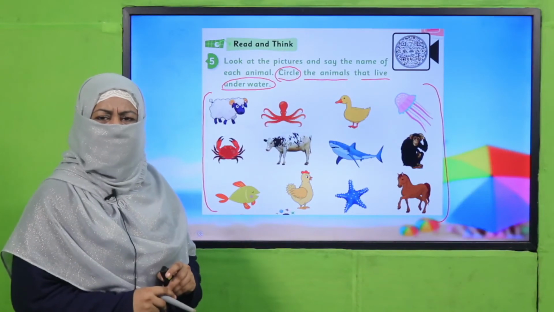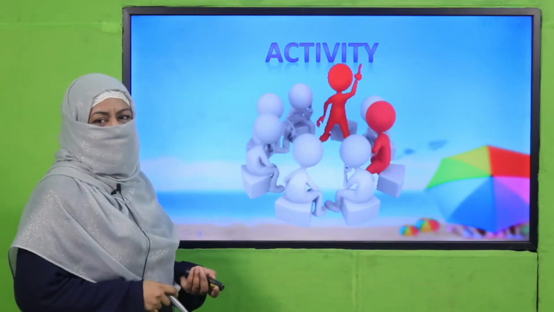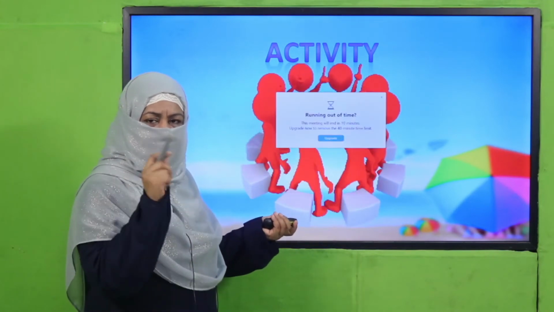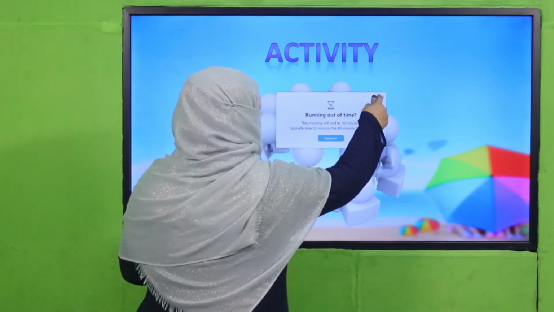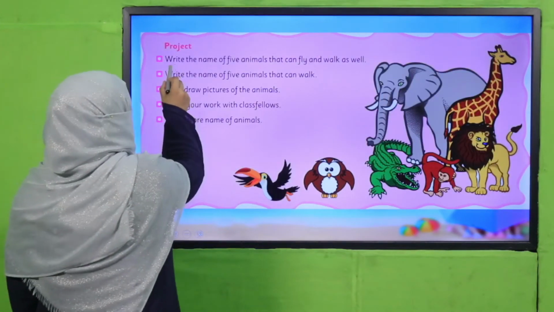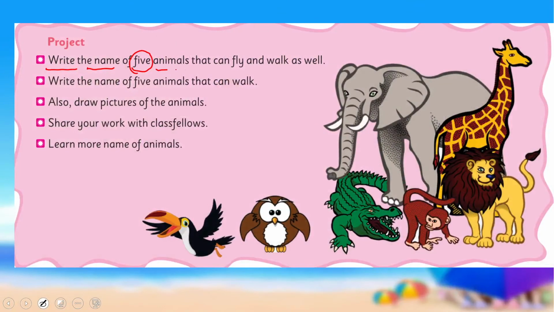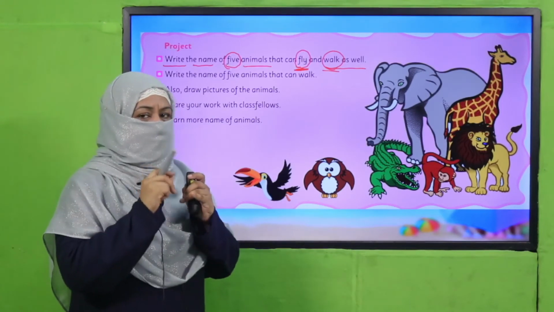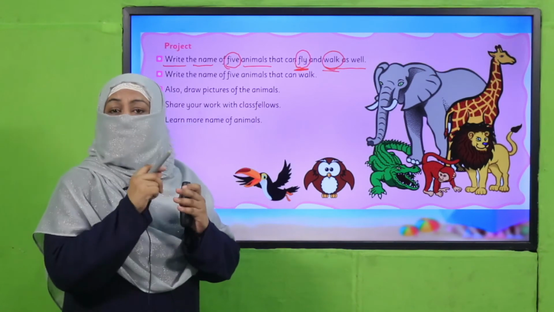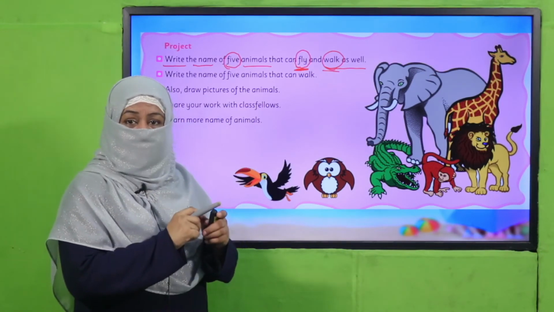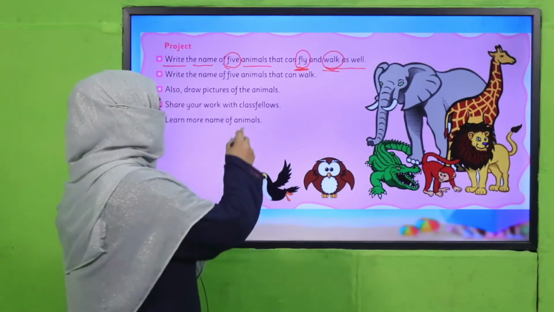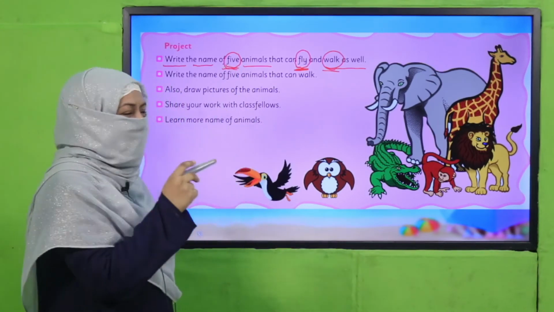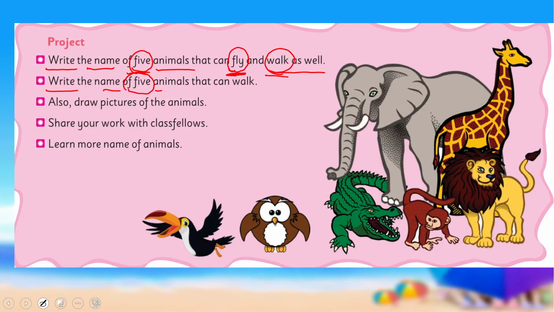Yes, my dear children, are you done with it? Good job. Now it's time for activity. It is a very interesting activity given in your book and we are going to complete it, inshallah. You will write the names of 5 animals that can fly and walk as well. Oh wow, interesting. Do you know which animals can fly and walk as well? The most common are hen, duck, peacock, ostrich, kiwi, and many more. Out of all these, you have to write names of 5.